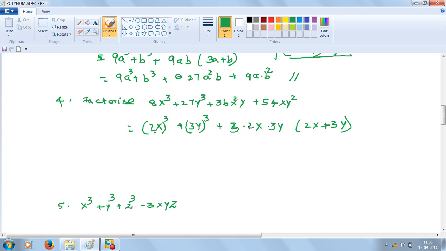So you just have to multiply and check. 3 2s are 6, 18 into 2, 36 x square y. Now 3 2s are 6 into 3, 18 multiplied by 3 becomes 54 xy square. So it is simply of the form a plus b whole cube, equal to 2x plus 3y whole cube. This is of the form x cube plus y cube plus 3xy into x plus y.